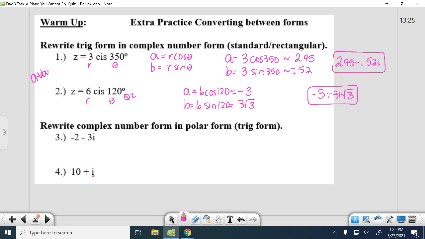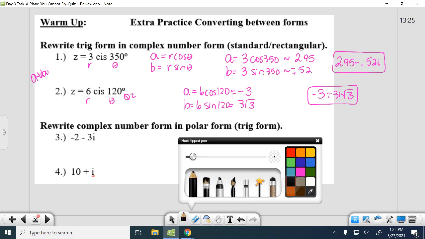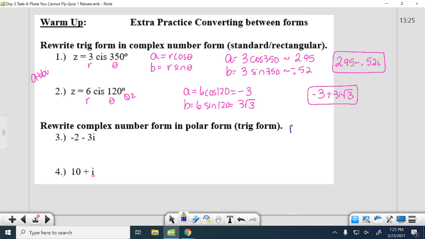To put our stuff into polar form or trig form, remember in this case, we need to have our R value, our modulus, and then cosine i sine of theta. And sometimes your theta is the answer you get depending on the quadrant you're in. Sometimes we actually do tangent inverse and find the reference angle and work backwards from there. Example 3, negative 2 minus 3i.